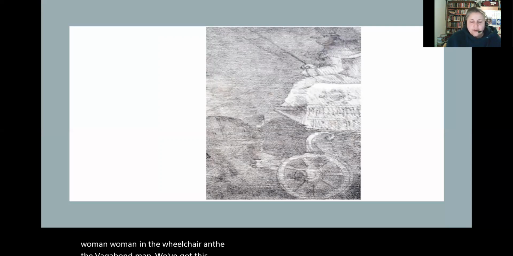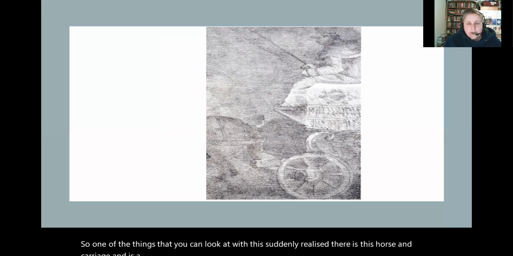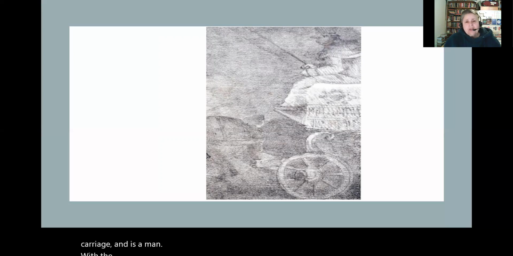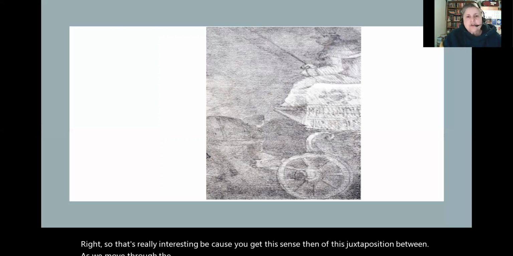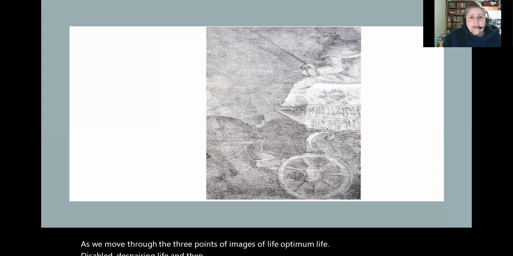So one of the things that you can look at with this is you'll suddenly realise there's a horse and carriage, and there's a man with the carriage, and he's actually pulling a hearse, right? So that's really interesting, because you get this sense then of this juxtaposition between, as we move through the 3 points of images of life, optimum life, disabled, despairing life, and then deadened reality, right?